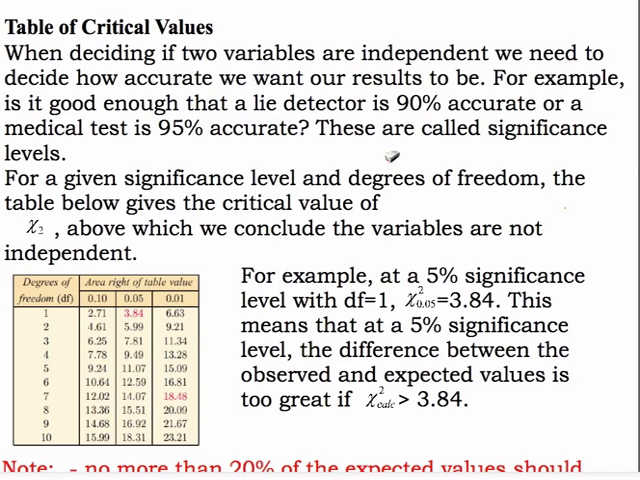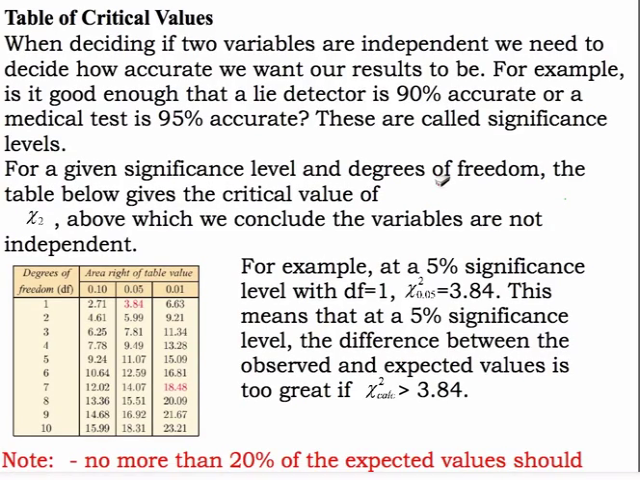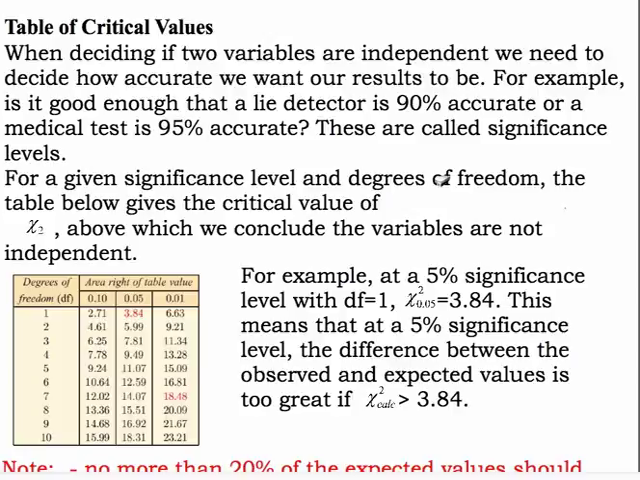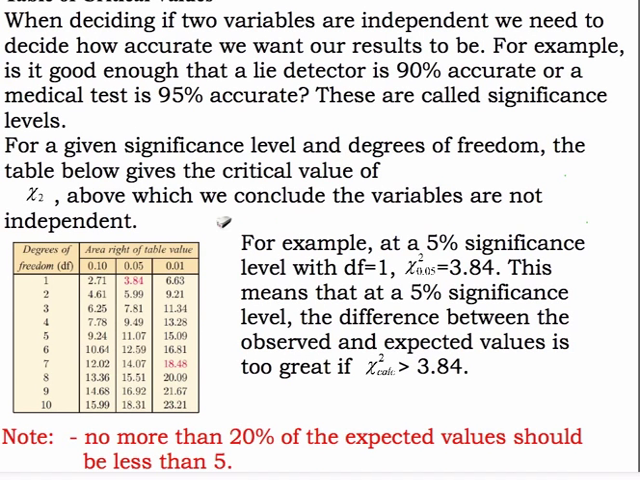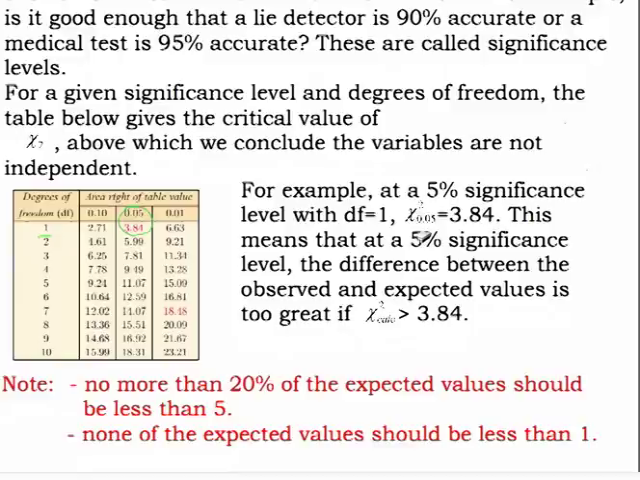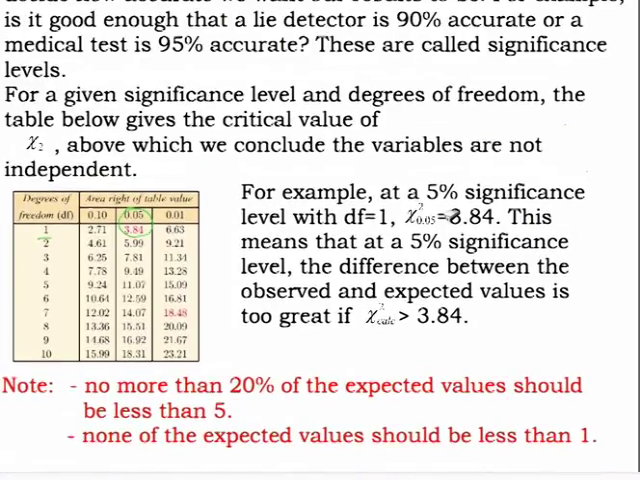Also important are critical values. This is how you tell if you reject the null hypothesis or accept the null hypothesis. For degrees of freedom 1, like our first example before, and a significance level of 5%, which is usually the norm, if the chi-squared value that you calculate is greater than 3.84, then you reject the null hypothesis. If it's less than 3.84, then you accept it. We're going to take a look at that in a second.